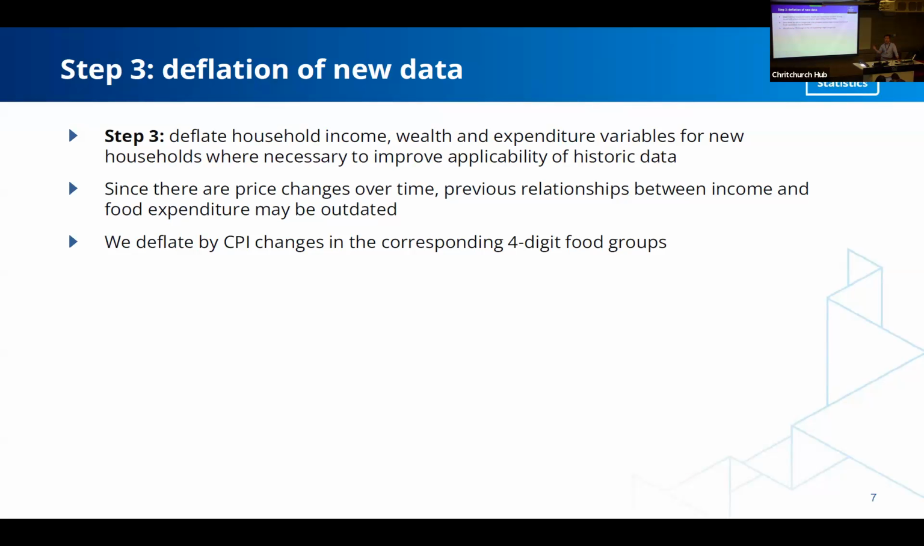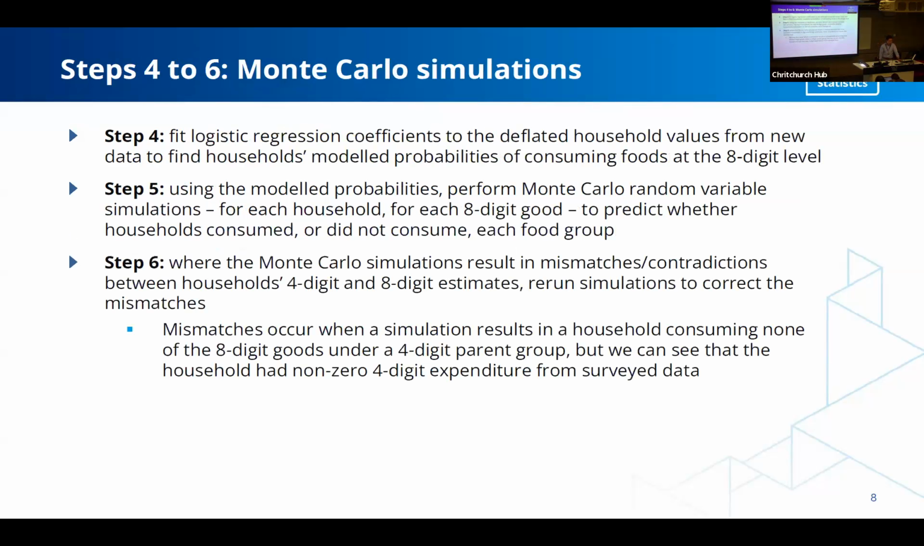Unfortunately, we couldn't do it at the eight-digit group. If we wanted to look at beef, we would have deflated at the 4-digit meat level. So this is where it gets a bit more interesting.